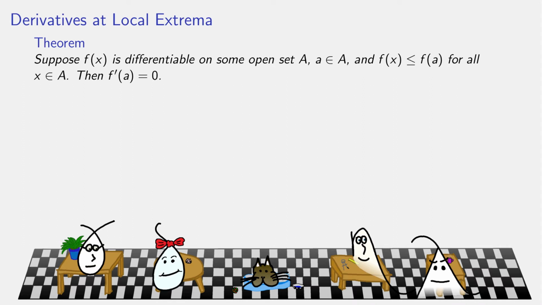Now let's revisit another old result that we're used to thinking about. Suppose f is differentiable on an open set A. Also, f of x is less than or equal to f of a for all x in this open set. In other words, f of a is a maximum value. Then the derivative at that point must be 0.